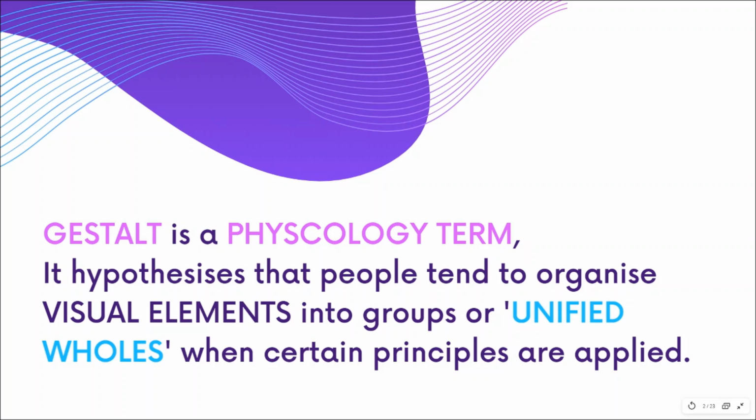So first, Gestalt is a psychology term, and it is usually that people tend to organize visual elements into groups or unified wholes when certain principles are applied. So this is basically when you see a visual element, like a logo or a poster or anything like that, you try to perceive it and organize it into groups when certain principles are applied, and those principles we are talking about are Gestalt principles, of course.